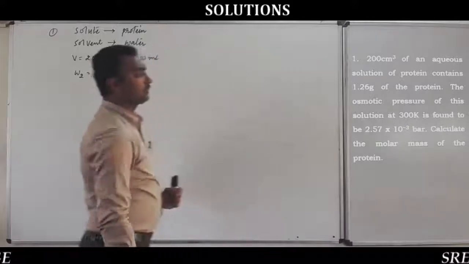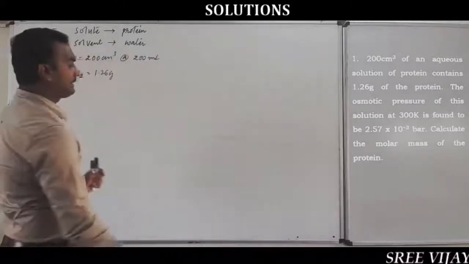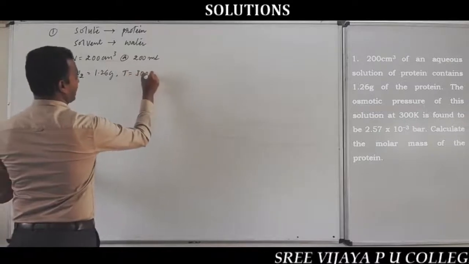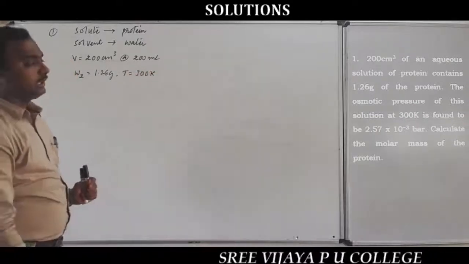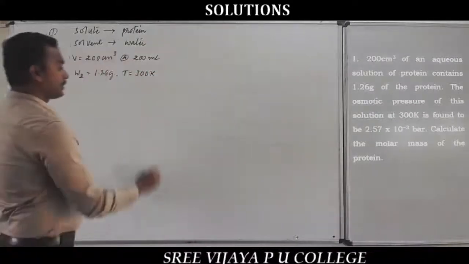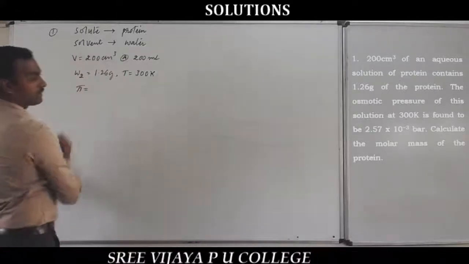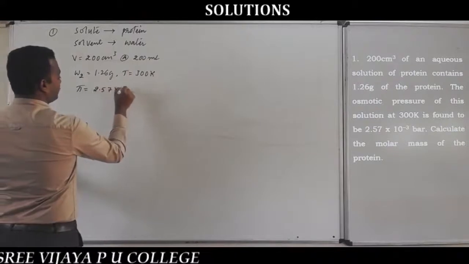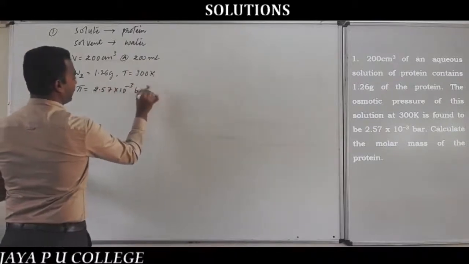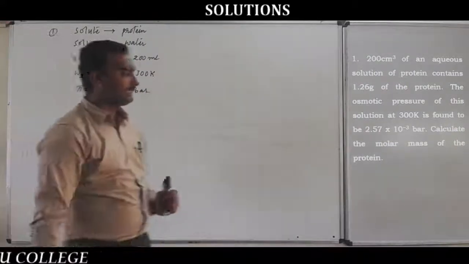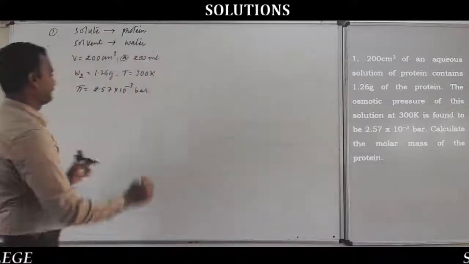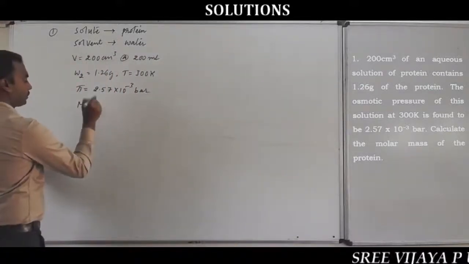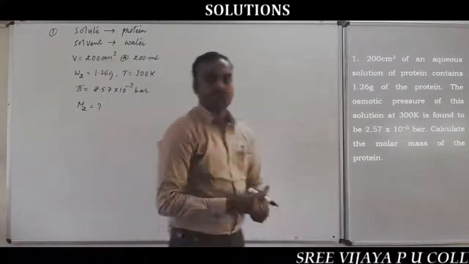The osmotic pressure of this solution at 300 Kelvin, that is temperature T is equal to 300 Kelvin. What is the osmotic pressure? Pi is equal to 2.57 into 10 power minus 3 bar. What do you have to calculate? Calculate the molar mass of the protein. That is molar mass M2 for solute, protein is the solute here. So we have to calculate M2.